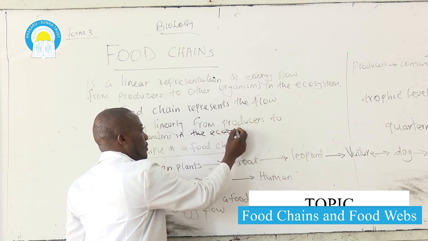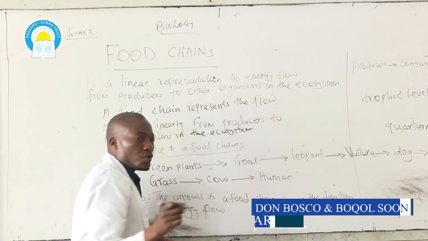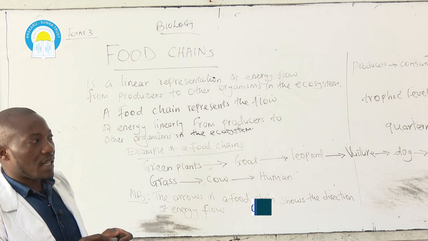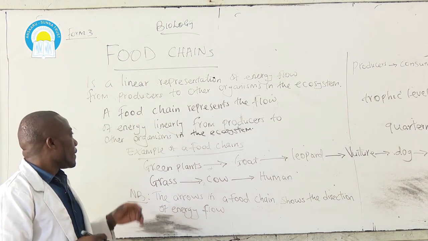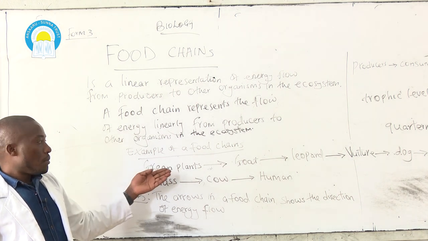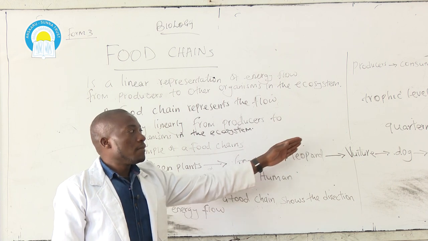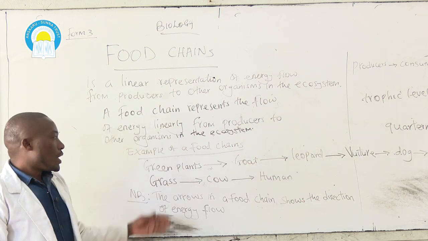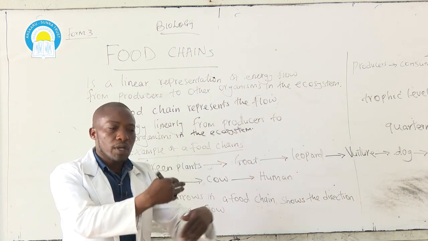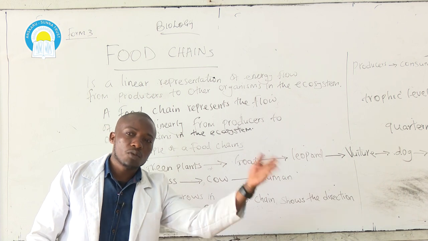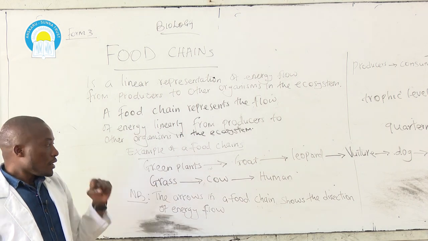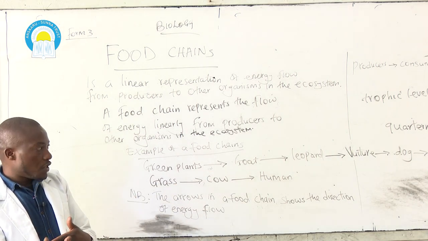We say the ecosystem is a natural unit composed of biotic and abiotic factors whose interactions lead to a self-sustaining system. Then an example of a food chain is shown below. You can talk about green plants, goats, leopard, vulture, dog, bacteria, grass, cow, human. Then the arrow shows the direction of energy flowing, how energy is flowing from one organism to another. And it's linear. You can see it's a straight line. The arrow is showing that direction of energy flow.